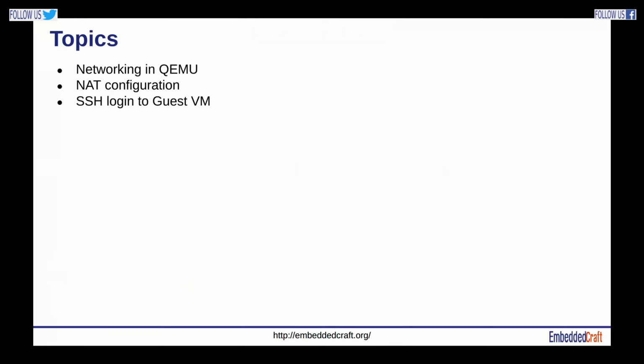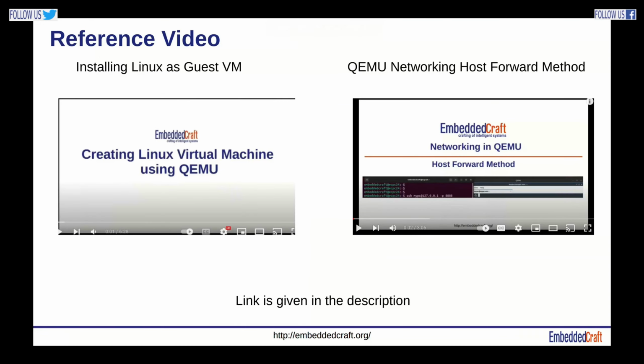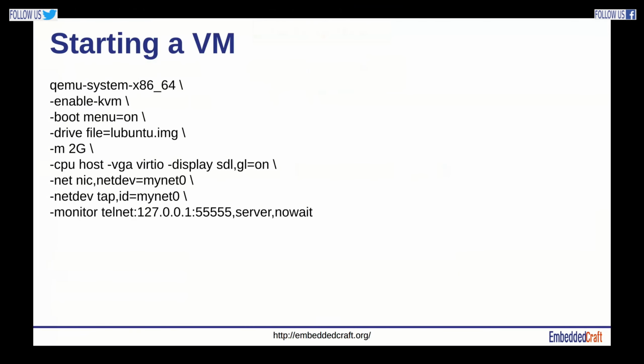In this video tutorial, we will show networking between Linux host and guest virtual machine on QEMU. We will use the network address translation method. We have already posted a video showing running Linux as a virtual machine on QEMU. This is the command line argument for running QEMU. This last line is to configure QEMU Monitor.